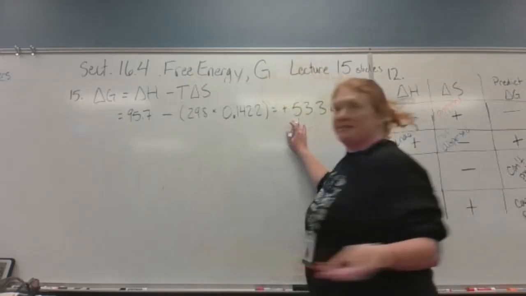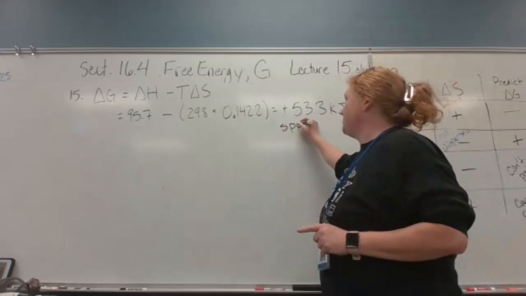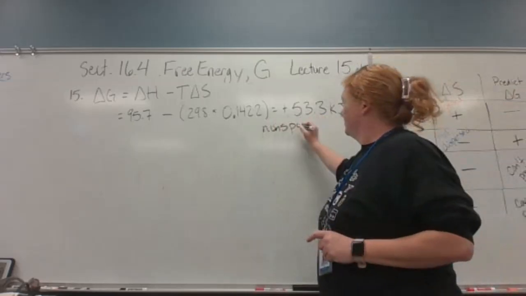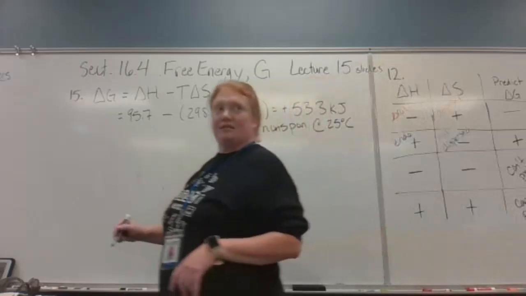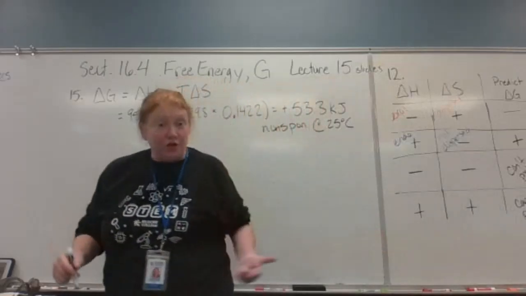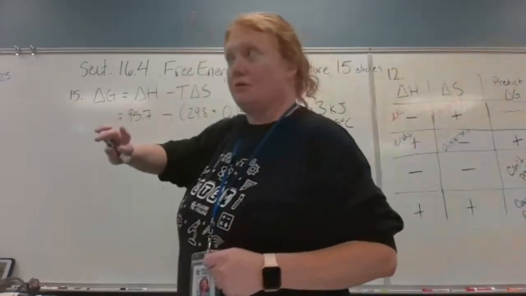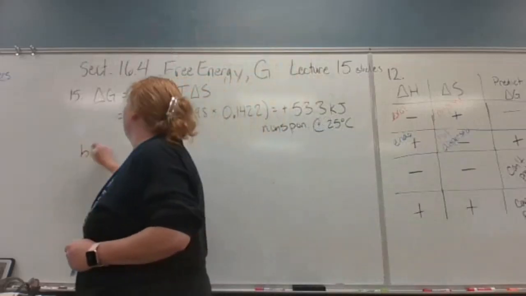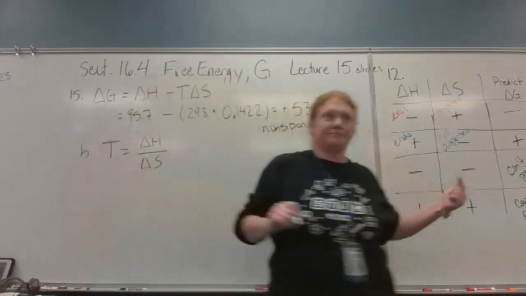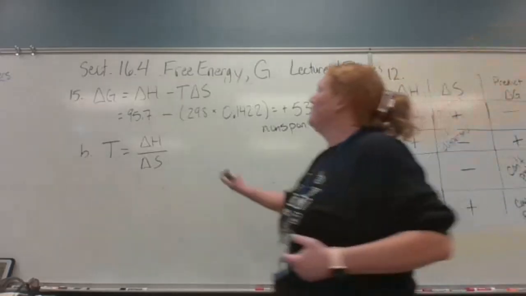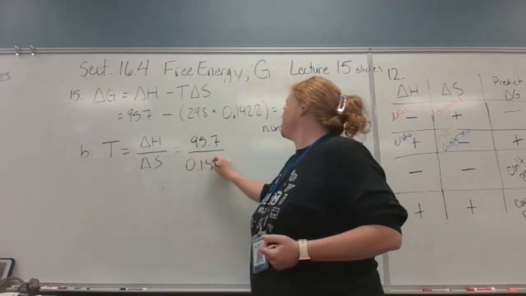Guys, what does a positive delta G value mean? It's a non-spontaneous reaction at this temperature. It's not spontaneous at room temperature. Would it be spontaneous at a higher temperature? It should be. What is the temperature where it becomes a spontaneous reaction? T equals delta H divided by delta S. That temperature. 95.7 divided by 0.1422.